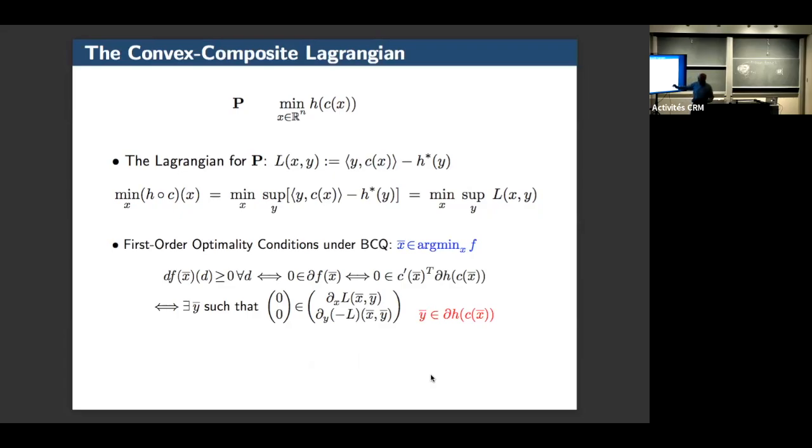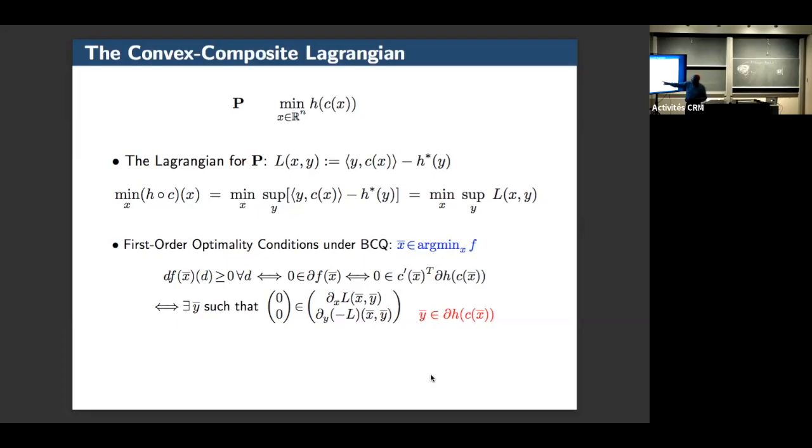And then we can twist this. If I take the derivative in X, this is C transpose of X, Y. It's got to be 0, but where's Y? Take the derivative in Y. C of X is in the subdifferential of the conjugate at Y. But to be in the subdifferential of the conjugate at Y says that Y is in the subdifferential of the function itself at C of X.